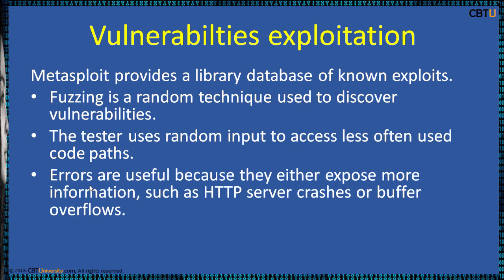Metasploit provides a Ruby library for common tasks and maintains a database of well-known exploits. Under budget and time constraints, fuzzing, a random input technique, can be used to discover vulnerabilities. The tester uses random input to access less often used code paths. Well-trodden code paths are usually free of errors. Errors are useful because they expose more information, such as HTTP server crashes, buffer overflows, etc.